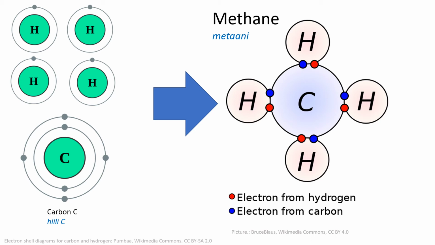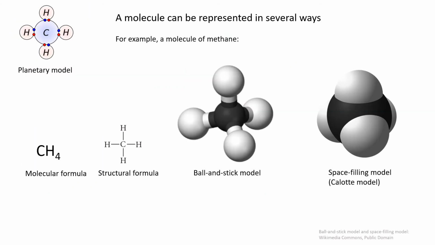The carbon atom, central to the methane molecule, has 4 valence electrons and thus needs 4 more electrons from 4 hydrogen atoms to complete its octet. Molecules can be represented in several different ways. The simplest method is the molecular formula.